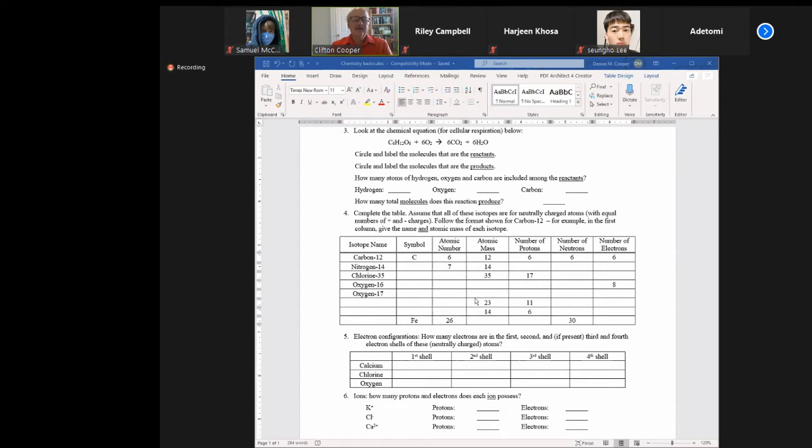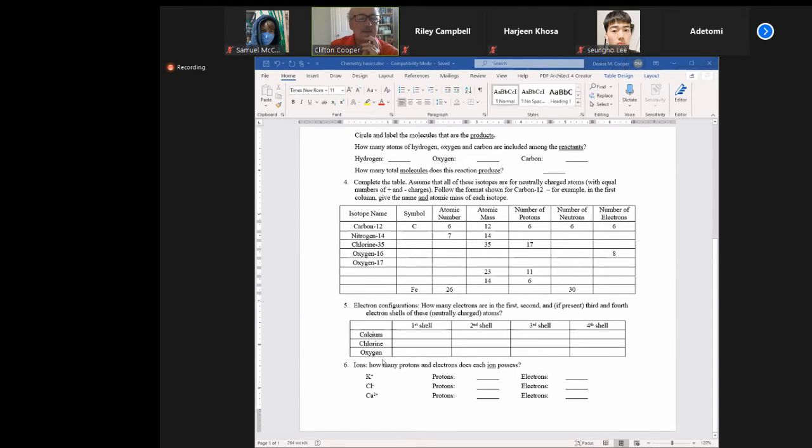There's enough information in each of these, though, to fill them out. Remember that protons and neutrons add up to the mass number. And if you know the atomic number, you know the number of protons and the number of electrons. Any of those can lead to the others.